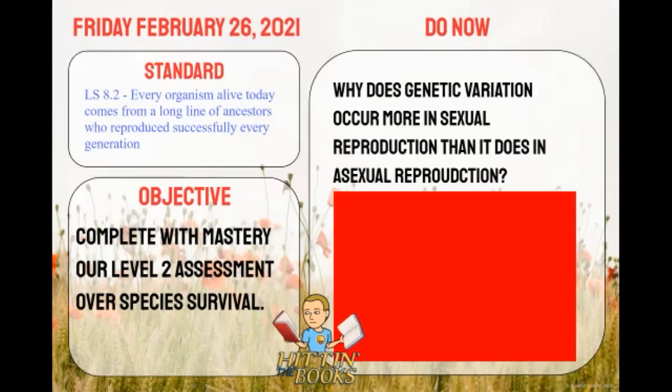And the last one for this week, on Friday, February 26th, you need to take the level 2 assessment on species survival. That's in GradeCam. And the question is, why does genetic variation occur more in sexual reproduction than it does in asexual reproduction? It occurs in sexual reproduction because you have 2 parents, so you're getting 50% of your genetic information from both of those parents. Whereas with asexual reproducing organisms, you get 100% of your information from that same parent, so you wouldn't have much variation occurring.